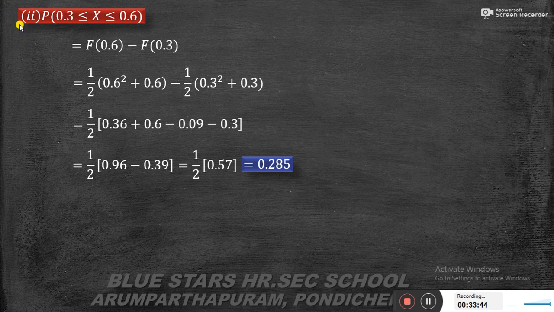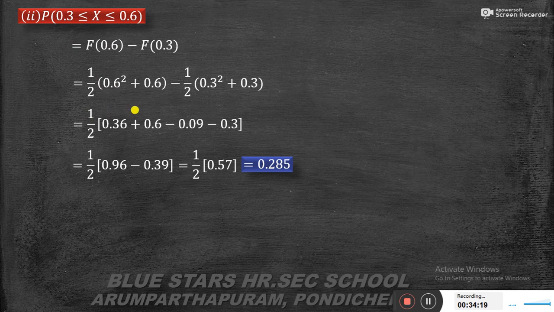Now the second subdivision: the probability of 0.3 less than or equal to x less than or equal to 0.6. That means upper limit minus lower limit, F of 0.6 minus F of 0.3. This x equals 0.6 lies in the second interval, that is, 0 less than or equal to x less than 1.